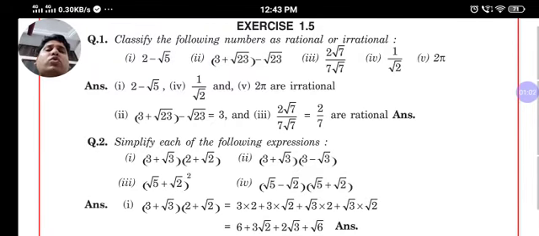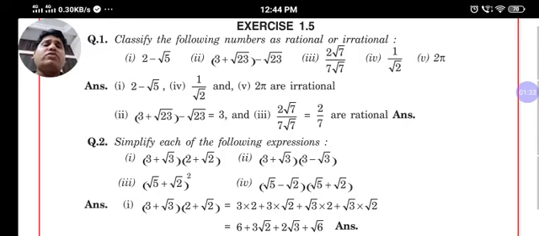And 3 plus root 23 minus root 23: plus root 23 and minus root 23 cancel out and the answer is 3. So the second is rational. And 2 root 7 by 7 root 2... root 7 and root 7 cancel, so 2 by 7 is a rational number. So this is true: 3 is rational, and 1, 4 and 5 are irrational.